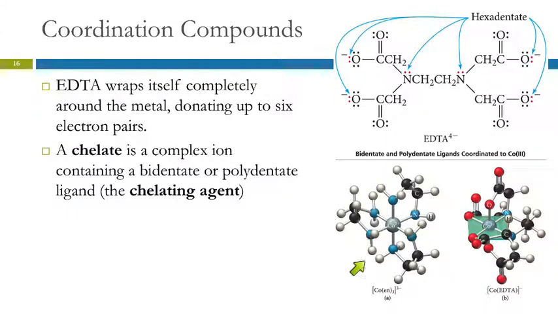Here's cobalt with three ethylene diamine ligands around it. So we call this a chelate, a complex ion that has a bidentate or a polydentate ligand in it. So both of these would be chelates. Ethylene diamine and EDTA are chelating agents because they form chelates. Any questions?